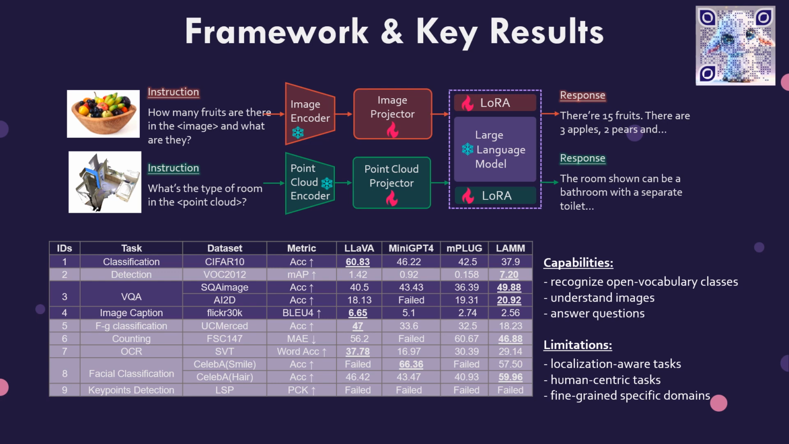Below is a table for the results of MLLM on 2D vision tasks by the traditional metrics. All the MLLMs are tested in a zero-shot setting. Although MLLMs demonstrate certain abilities of recognizing open vocabulary classes, understanding images, and then answering questions, they performed poorly on tasks involving object localization, including object detection, counting, and key points detection. For more detailed results and results on 3D vision, please read our paper.